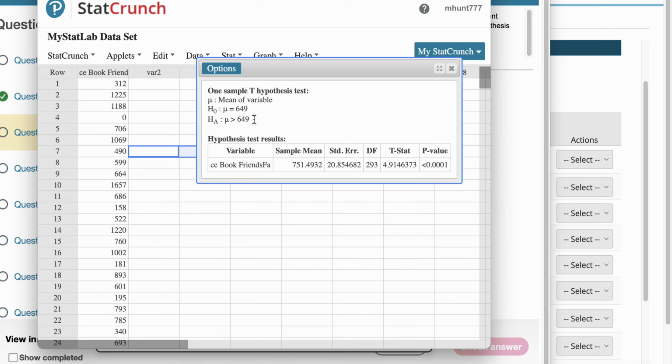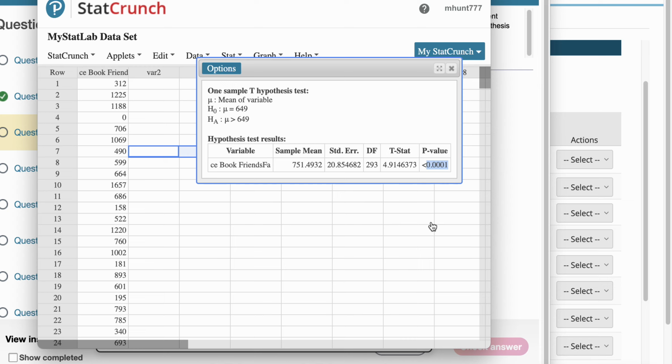So what are we going to say? Start it off with mentioning the variable. In this high school, the mean number of Facebook friends is greater than 649, and then quote your p-value. Announce to people how sure you are, quote your p-value, so they'll know that is a very strong statement that you are making.